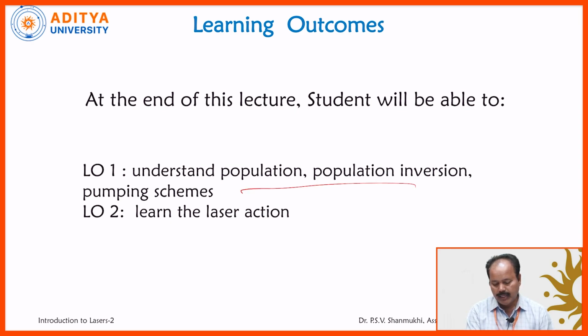Actually, these are very important parameters in the case of laser light: to produce laser light, to understand lasers, and to understand the applications of lasers. Many terms are included in this, and we need to know those terms. Out of those, the population inversion, pumping methods, schemes, laser action, etc. At the end of this lecture, students will understand these terms, and also they can learn what the laser action is and how the laser light is produced.